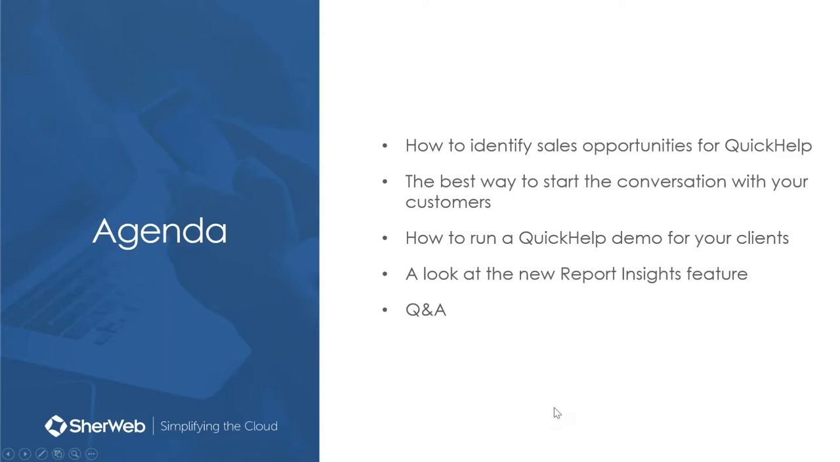So our agenda today is how to identify those sales opportunities for QuickHelp, how to identify people that need e-learning, and how to position it, and really how to start this conversation. You're going to see it's a very easy one. There are some tips to bring it, and we're going to share that with you. We're going to present how to run a demo and some of the collateral that you can reuse. And also we'll present some of the new features that they are now including in QuickHelp.